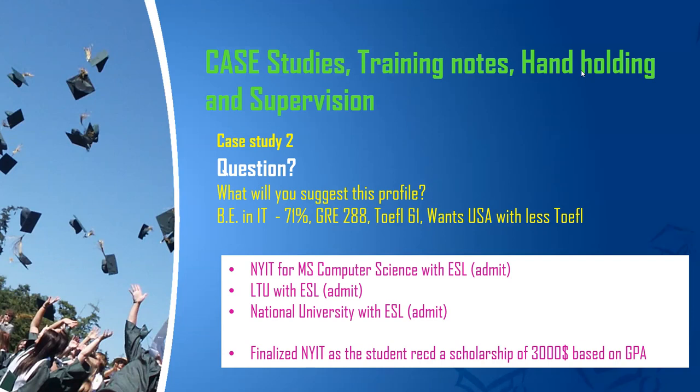From the New York Institute of Technology, he got an admit. From Lawrence Technological University, he got an admit. From National University also, he got an admit. But he chose to go to NYIT because they gave him a $3,000 scholarship.